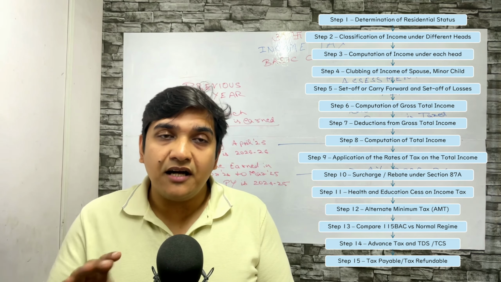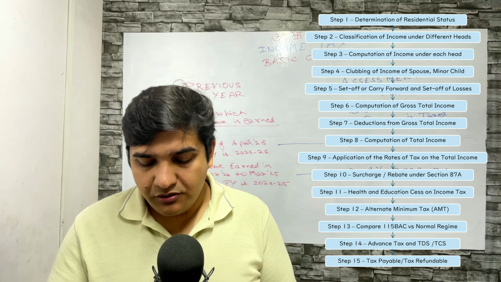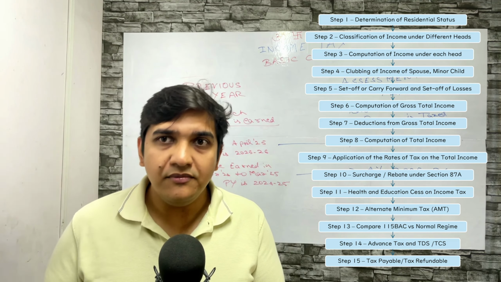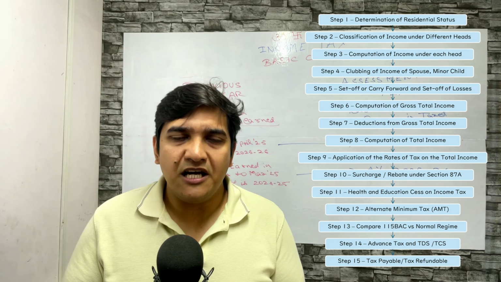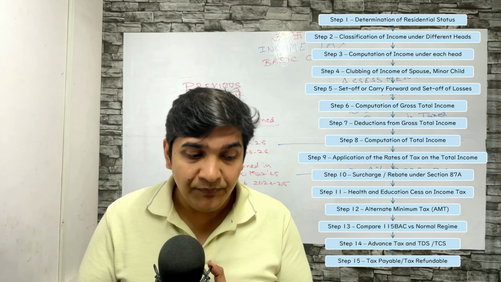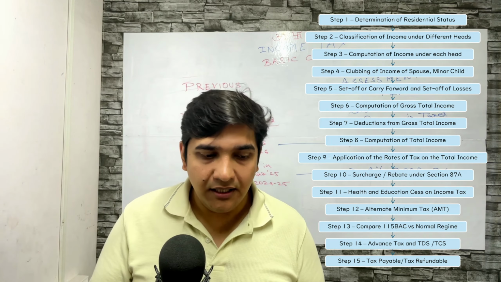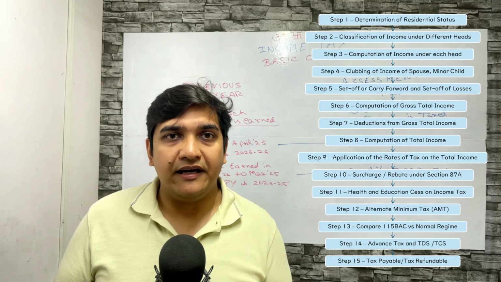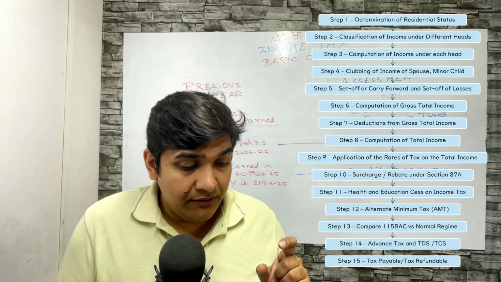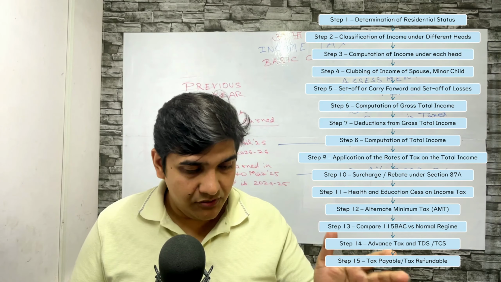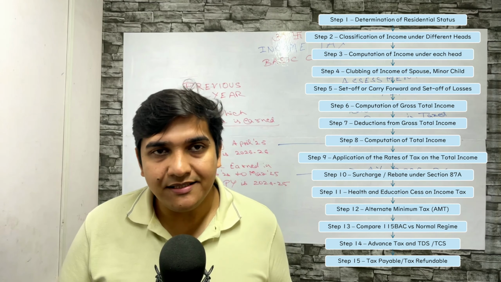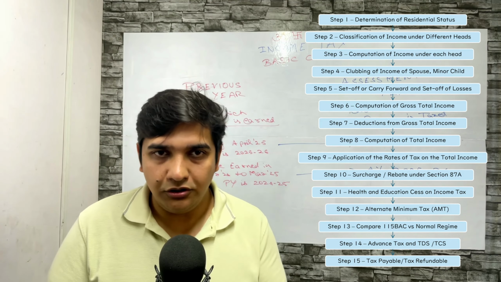The sixth step is computation of gross total income. So the sixth step is gross total income. Seventh step is deductions from the gross total income. Mainly it is from Chapter VI-A, deductions, but we will look into each and every step in future, as I have already told. The eighth step is computation of the total income. Step 9, sorry, got distracted there. Step 9 is application of the rates of income tax onto the total income.